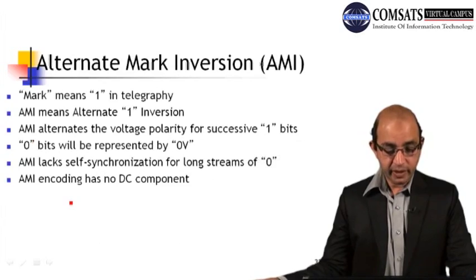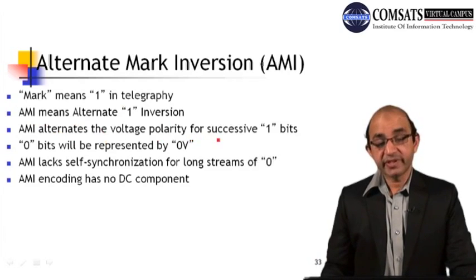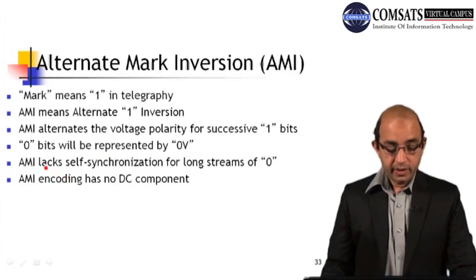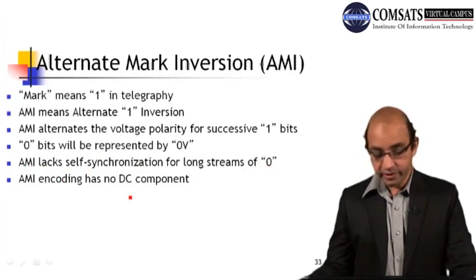Then we have alternate mark inversion. Mark means 1, and alternate means inversion of the voltage polarity for successive 1 bits. A 0 bit will be represented by 0 volts. For self-synchronization, there is again a problem for a long stream of zeros. It has no DC components.